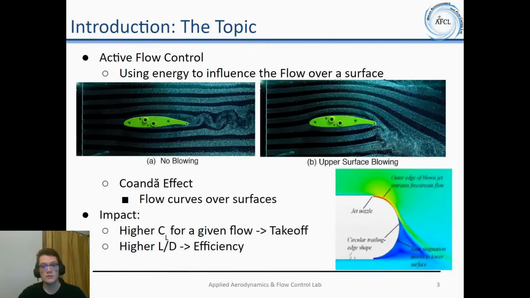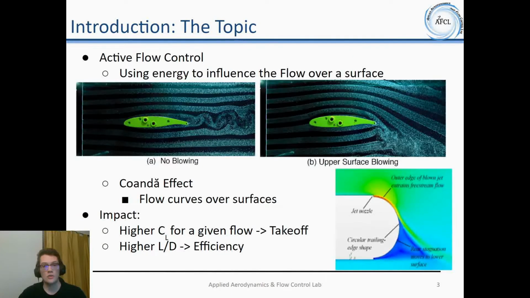You can compare the two, and you can see that on the right there is a deflection of the actual flow. This is caused by blowing, or ejecting, flow over the trailing edge of the surface. This relies on the Coanda effect, which essentially states that flow curves over surfaces. The picture on the bottom right shows an airfoil with a circular trailing edge, with flow being ejected, this red high velocity area, into the external flow. This causes the flow to maintain its connection to the surface until about 60 degrees of that circle.